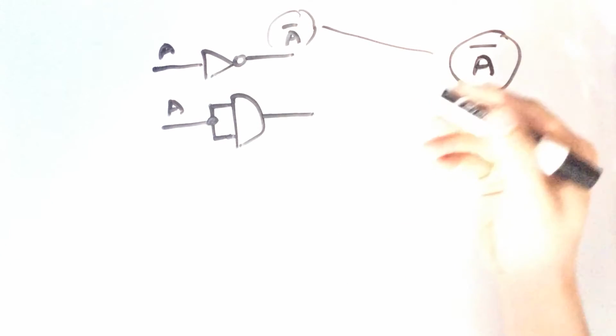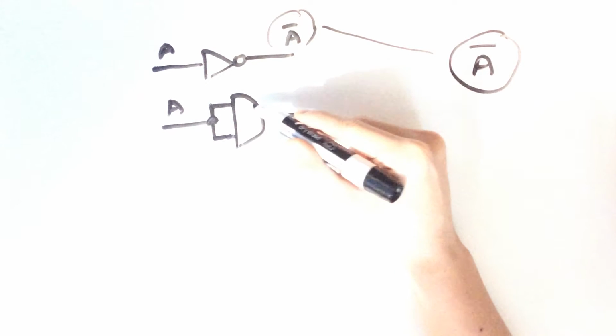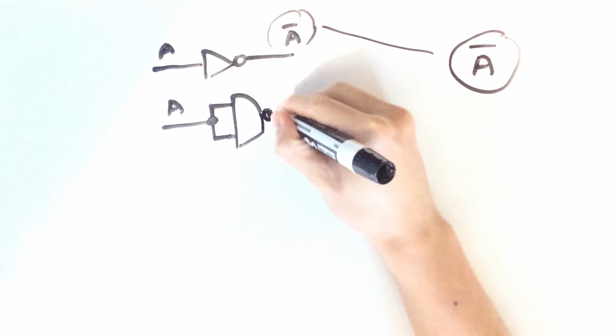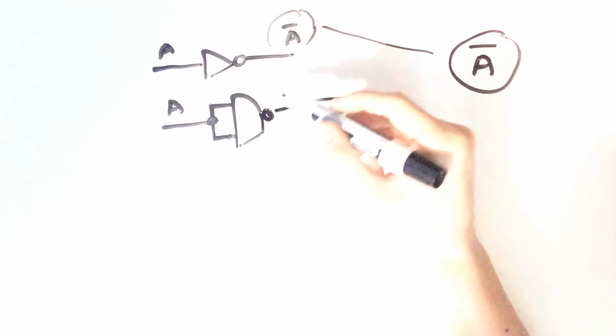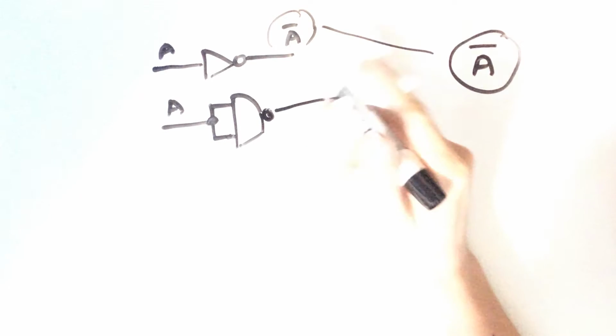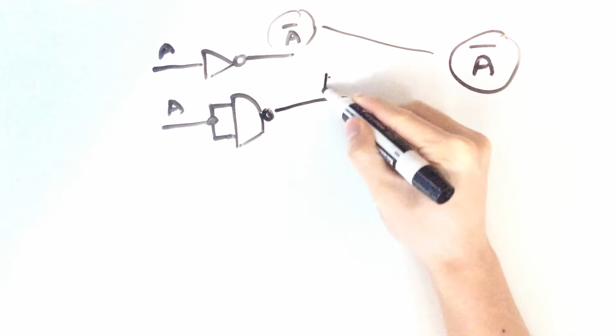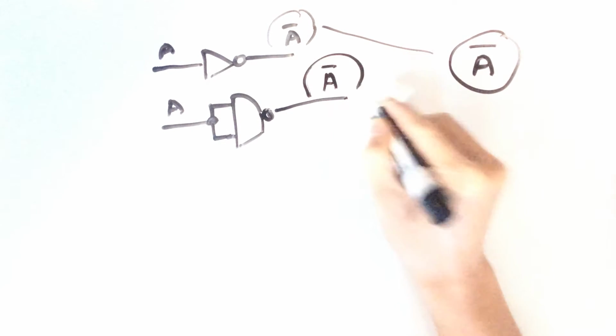So one could say A would give us, oh, you know what? I forgot something here. We need our inversion bubble right here, which would do the same thing, except at the end of this it would invert the value of A. So we would get the value of A bar.